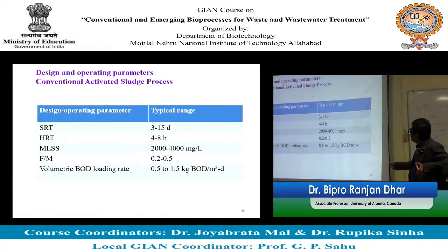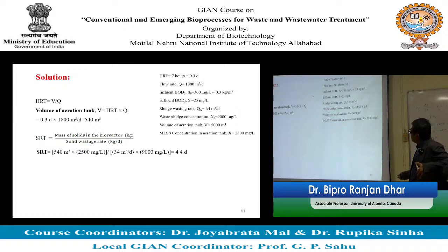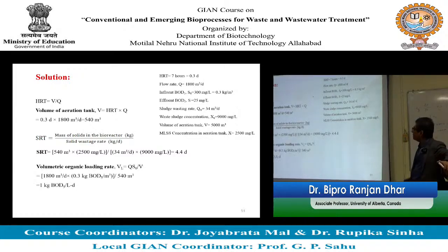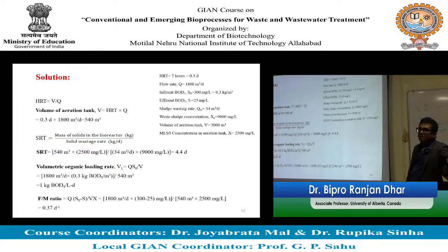So SRT 3 to 15 days, HRT 4 to 8 hours, F/M ratio 0.2 to 0.5, volumetric loading rate 0.5 to 1.5. So if I see SRT 4.4, it's within the range, right? Volumetric organic loading rate, it's 0.5 to 1.5, it's within the range. Food to microorganism ratio, the recommendation is 0.2 to 0.5, it's 0.37, so we are good, right?